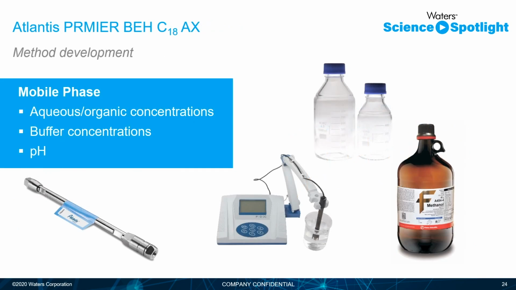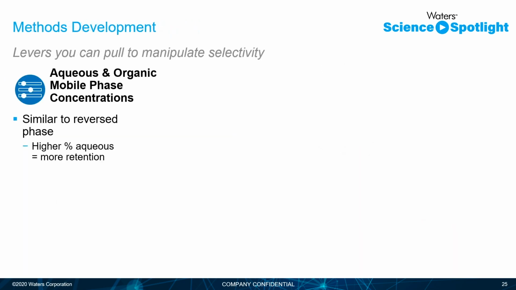So now I want to transition into methods development, or how to use these columns to their fullest. Looking at things like the aqueous organic concentrations that you can put in your mobile phase, buffer concentrations, and probably most important, mobile phase pH. So with mixed mode columns, there are multiple levers that you can pull to manipulate the selectivity. If we first think about the aqueous and organic mobile phase concentrations, they're similar to our classic reversed phase, where the higher percent aqueous equals more retention. The weaker you make the mobile phase, the more retained the analytes will be.